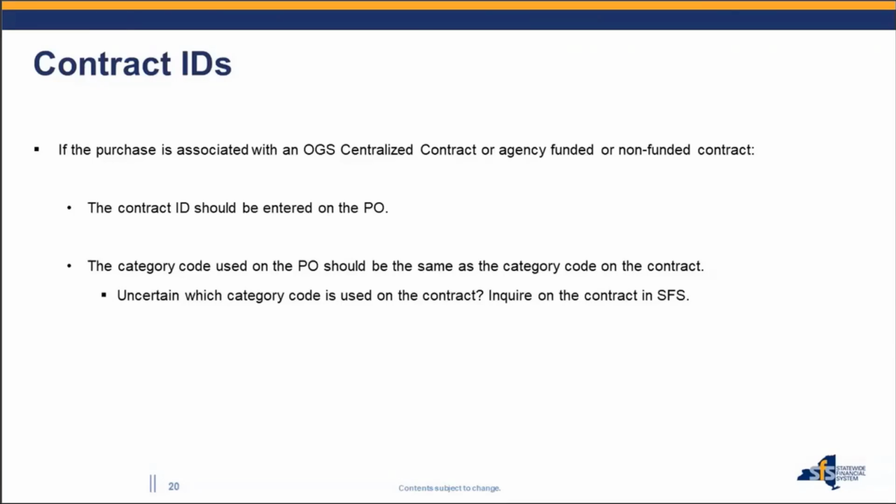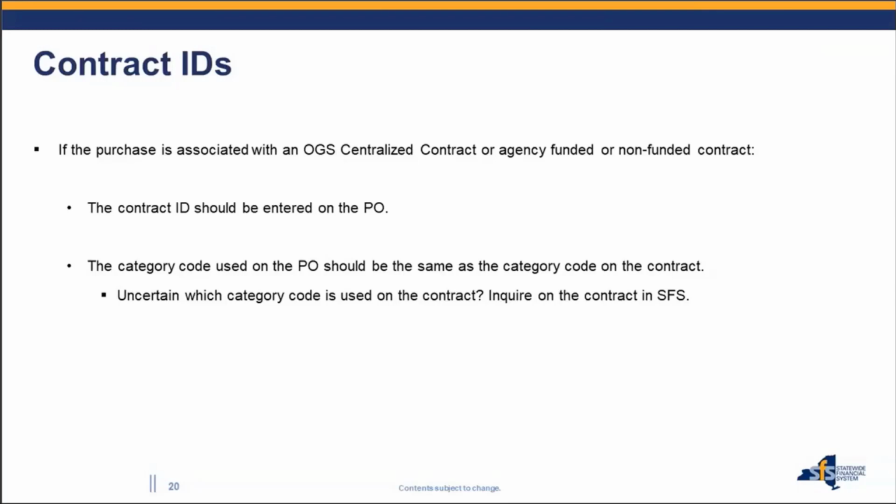Within SFS, you have the ability to utilize a contract tab on your requisition or purchase order. As long as you have the correct vendor ID that's associated to that supplier that you're using, linked to your purchase order or requisition, those contract IDs associated to those vendors are readily available to you within the system to just select and add to your purchase order.